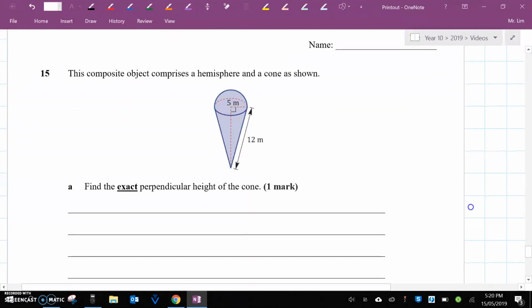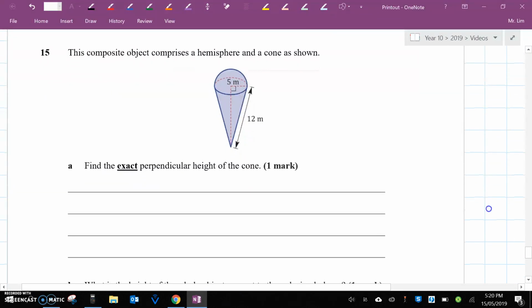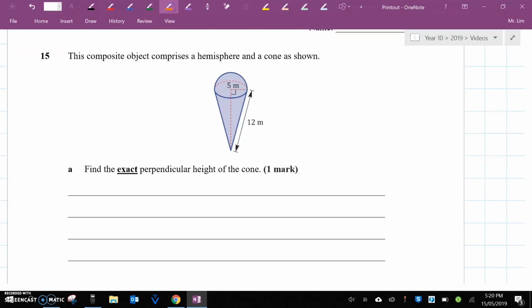Question 15. This composite object comprises a hemisphere and a cone as shown. Find the exact perpendicular height of the cone. Because this says exact, we're going to leave our answer in surd form. Now this is an example of a question where we might trick you, because you see 5, 12, you automatically think of 13, because 5, 12, 13 is one of the most overused Pythagorean triads. But 13, because it's the biggest number, has to be the hypotenuse. Here 12 is the hypotenuse, so it can't be 5, 12, 13.